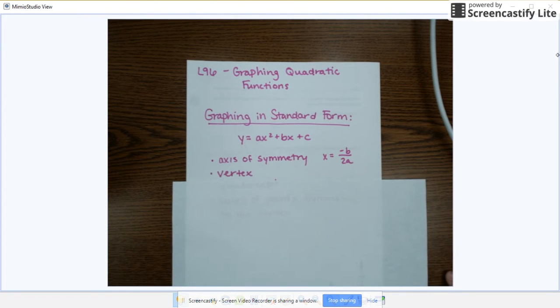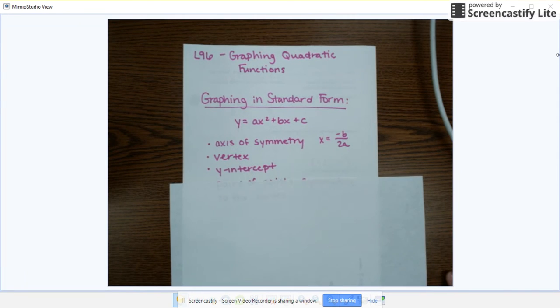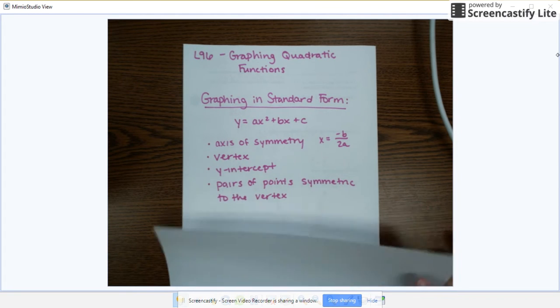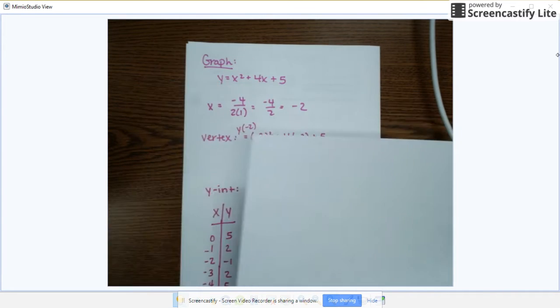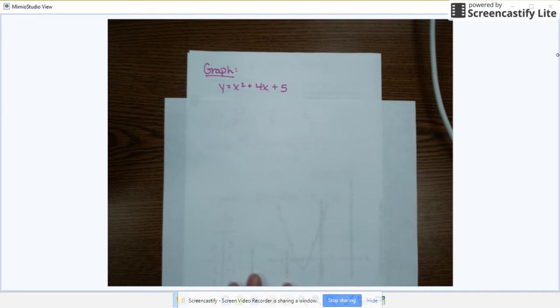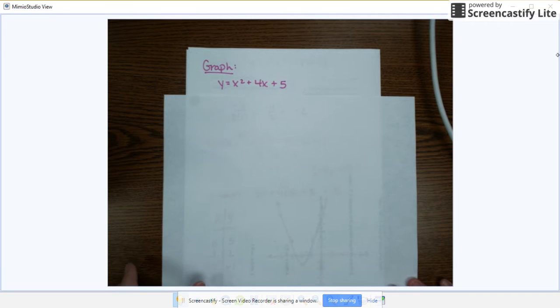We'll want to use that axis of symmetry to help find our vertex. We also generally can find our y-intercept fairly easily. And then we're going to pick some points that are symmetric to the vertex. So we're going to go through a couple examples to see what this looks like. So here's our equation. We need to graph this parabola.